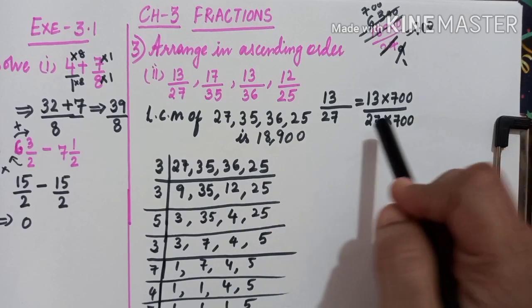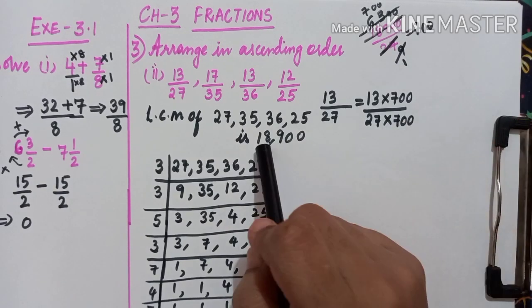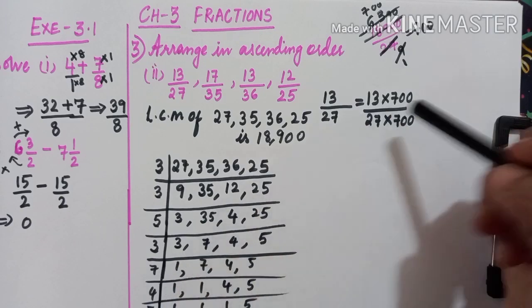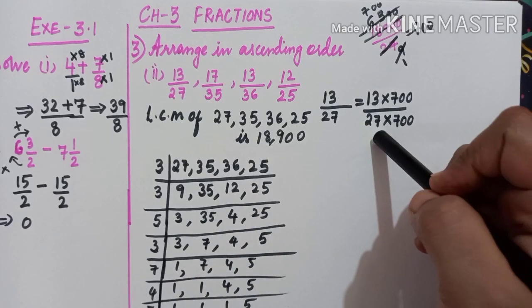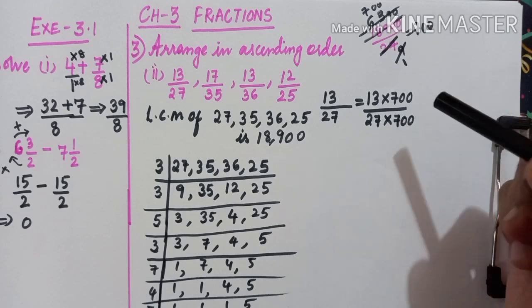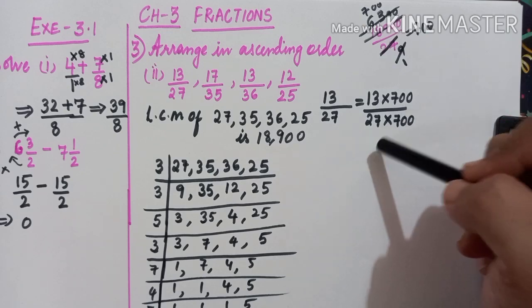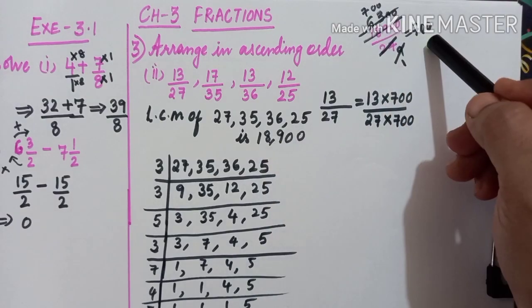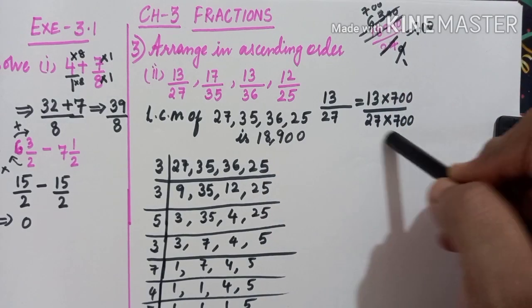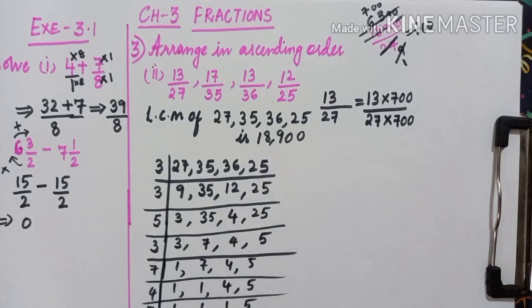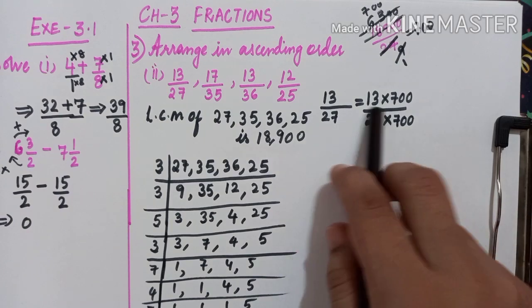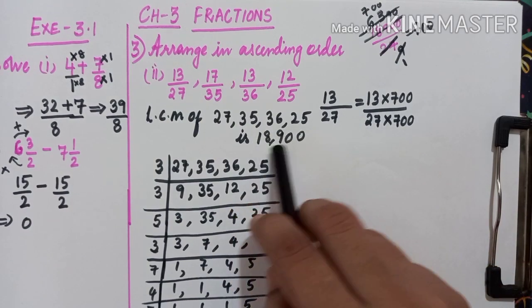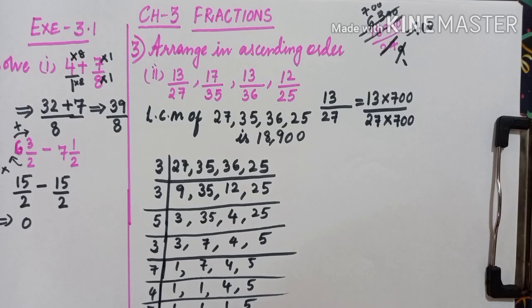27 into what will give you 18,900? You can't just check for each and every number, 27 into 30, 27 into 100, like that. So simply you just have to divide 18,900 by 27, you will get 700. That 700 you multiply with 27 to get this. If smaller numbers are there, you can just do it orally, but for bigger, large numbers, in this case you have to do it like this.